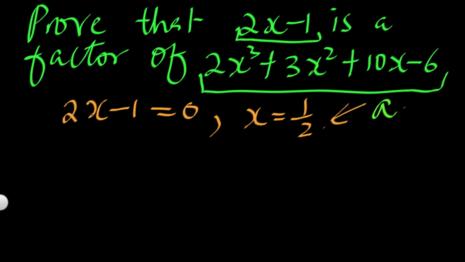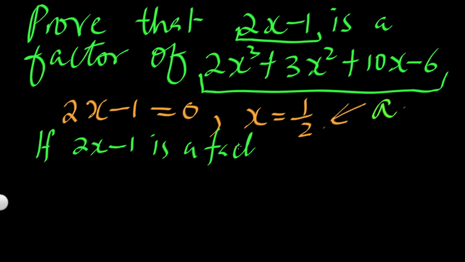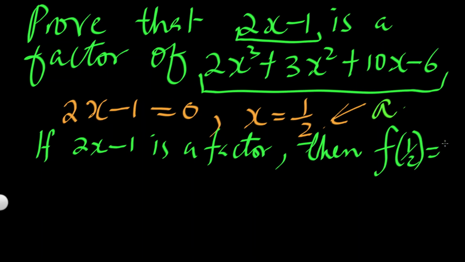Let me now write my if statement. I'm going to write it in brief. If 2x minus 1 is a factor, then f of half should be equal to 0. I have written my if statement: if 2x minus 1 is a factor of 2x cubed plus 3x squared plus 10x minus 6, then f of half should be equal to 0. Now, I get a mark for writing my if statement.